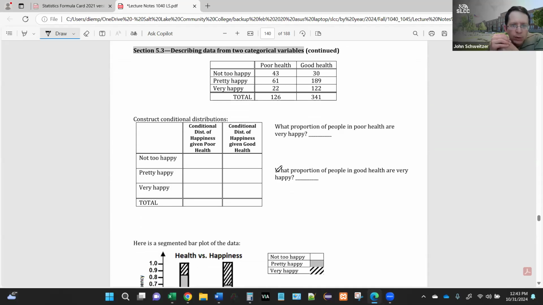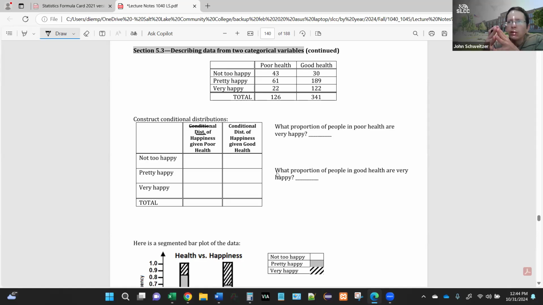It's the same contingency table, but now when we do the division, we're going to divide not by the total number, but by the number in that category. Okay, and we'll see that this will actually allow us to see what happens to happiness when we switch from one level of health to another. Okay, so this is the conditional distribution.